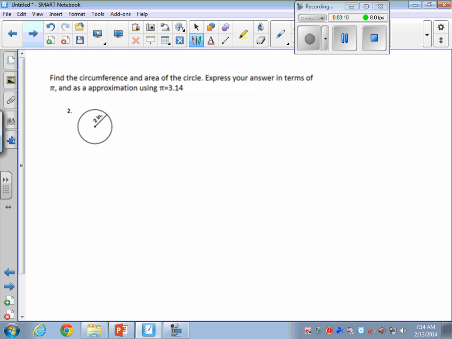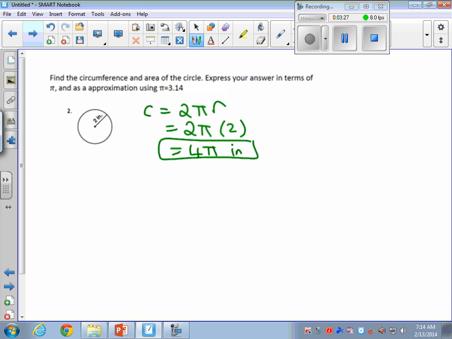On the next one, again, C equals 2 pi r. So that's going to be 2 pi, and my radius is 2. 2 times 2 is 4, so 4 pi inches. And then if I want to find out what that is with pi as 3.14, then I do 3.14 times 4, giving me 12.56.